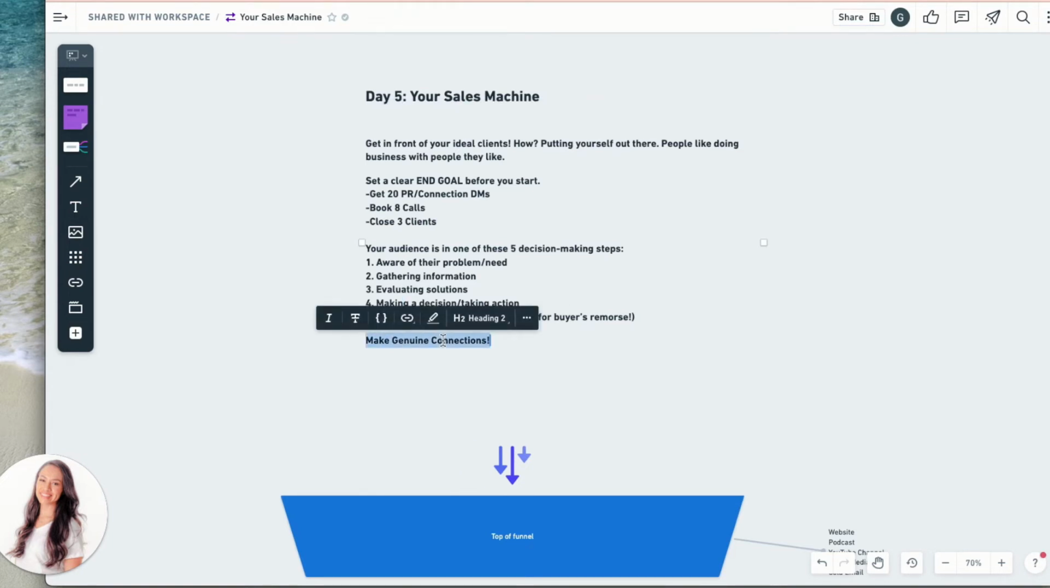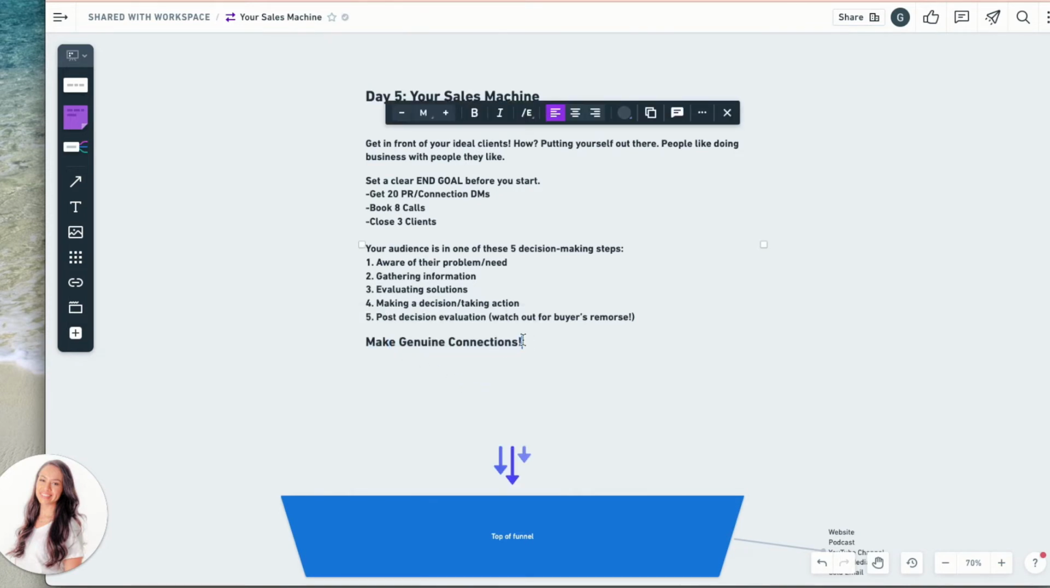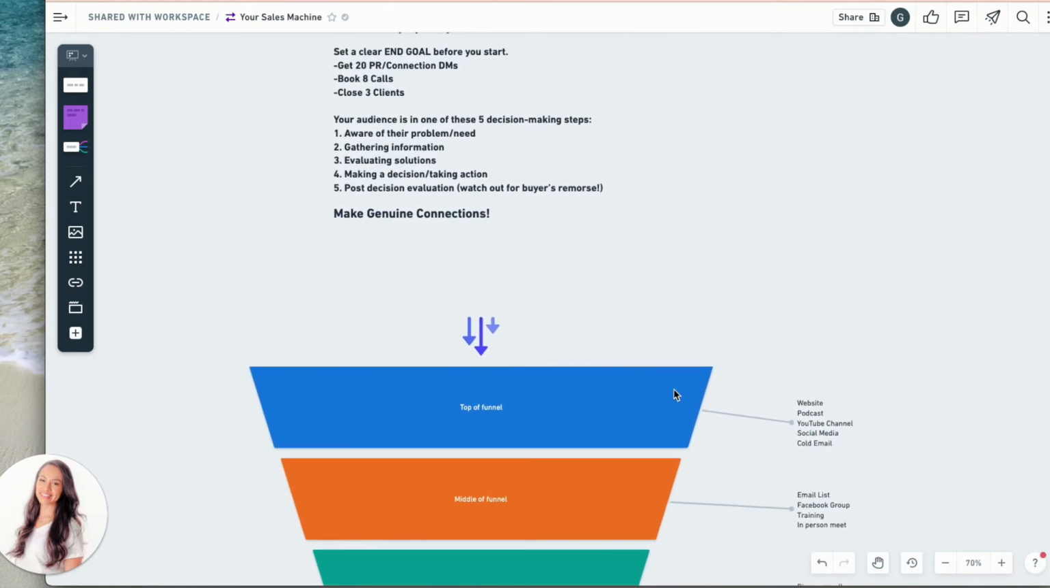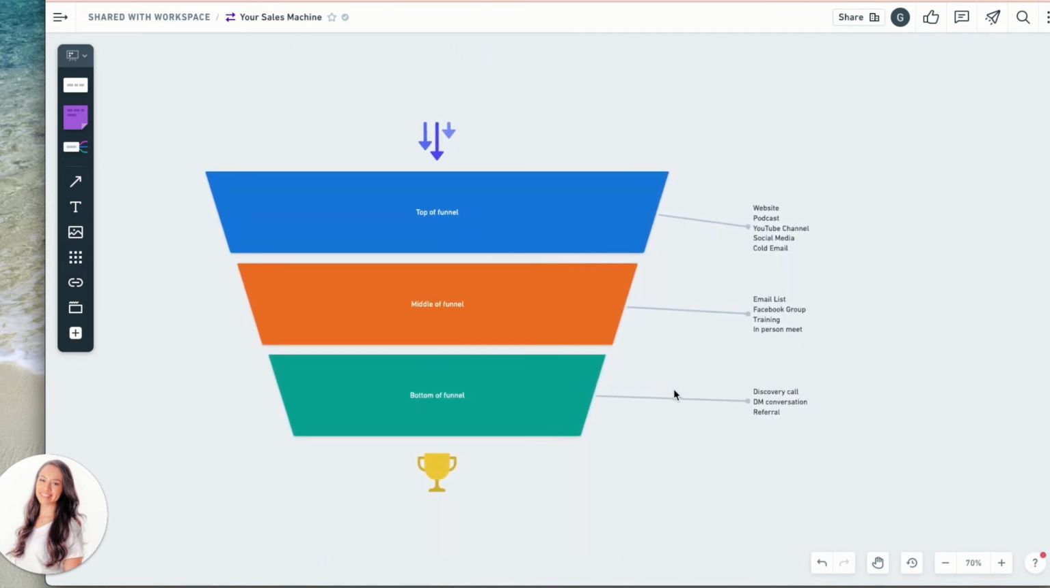But at the end of the day, I think what's more important is making genuine connections, because you don't know if this person is going to want to work with you right away or later on in the future. So I'm going to go over a funnel, but it's just the way that I see funnels that I think makes more sense. There are so many different types of funnels out there, depending on your business and everything. But in a funnel, usually the top is bigger and the bottom is a lot smaller.